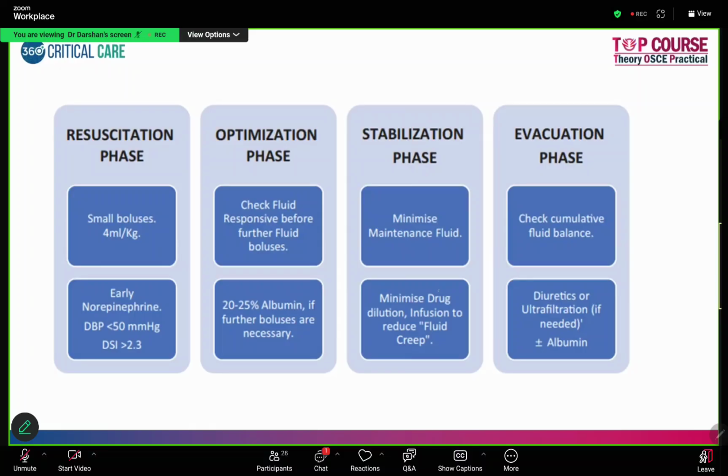Okay, so in these patients, you have to start de-resuscitation or evacuation and then keep a check on cumulative fluid balance. It can either be with diuretics, ultrafiltration, or with the need of albumin. But the only thing is, maintain euvolemia in this patient. Don't again dehydrate the patient. Okay, so this is about the ROSE concept.